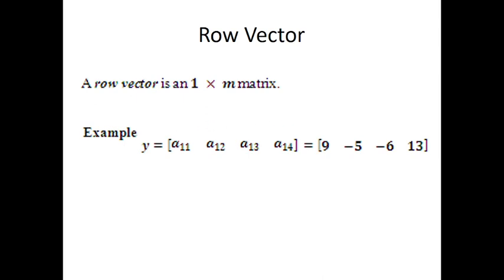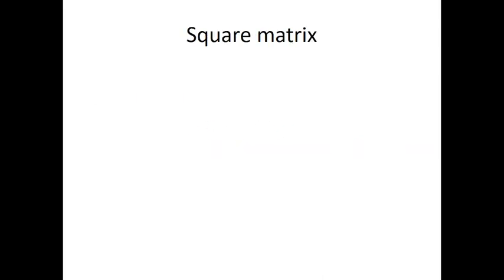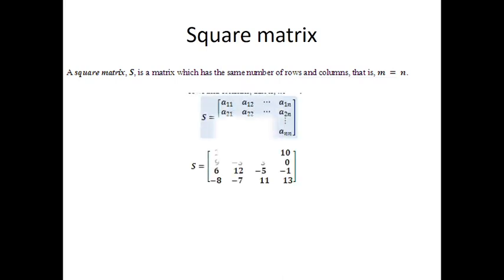So this is a row vector. Then we have the square matrix. A square matrix is a matrix which has the same number of rows and columns. That is, m equals n. We call that a square matrix.